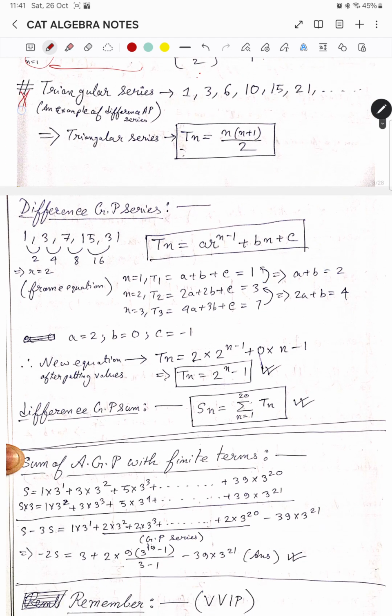One of the important series you need to note down is the triangular series: 1, 3, 6, 10, 15, 21. This is a series asked many times in CAT. Here the common difference was 2, here the difference was 3, here the difference was 4. This was the triangular series, and the sum of n terms is n into n plus 1 by 2.